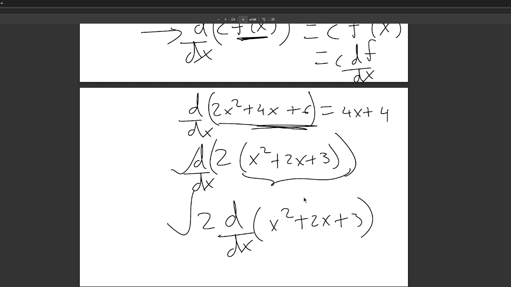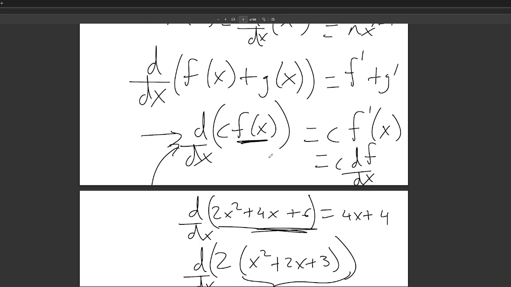So if these two are equivalent, then this rule applies. This rule right here. It's just like if you have c times some function, you can just pull out the constant. You don't have to worry about it. Just pull it out of the derivative and differentiate the function, and you can multiply the constant out later.